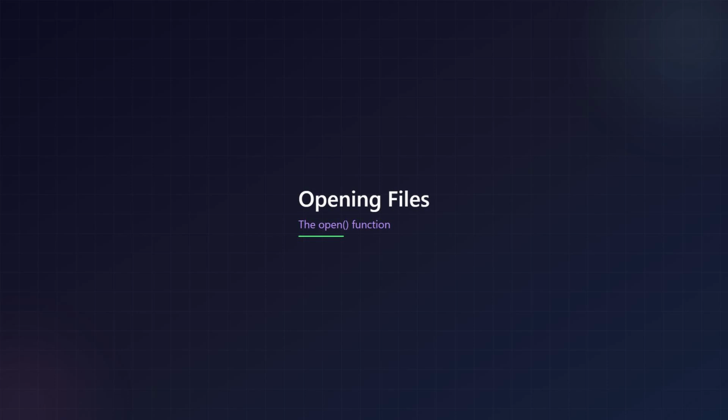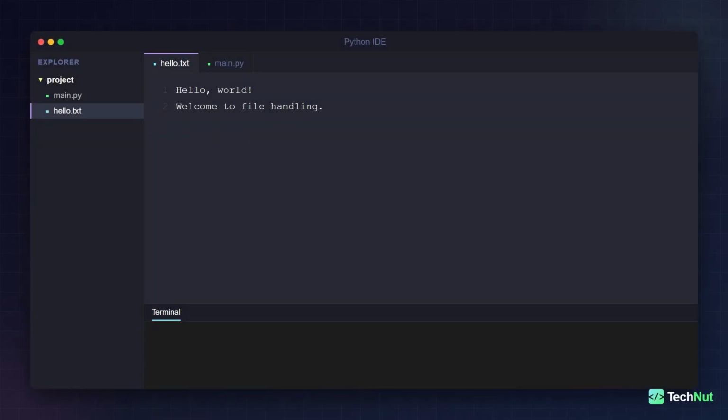To work with a file in Python, you use the open function. It takes two arguments, the file name and the mode. Take a look at hello.txt in our editor. It's a simple text file with 2 lines. Now, let's switch over to main.py and write the code to read it.